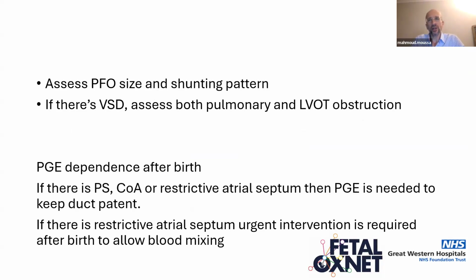What do we do when we find the TGA? We always assess the patency of the foramen ovale and the shunting pattern, as Lashell explained. That's very important in fetal circulation, and actually it's even more important for those babies, because it is very important for mixing the blood. And if there is a VSD, we always want to assess for the left ventricular obstruction.